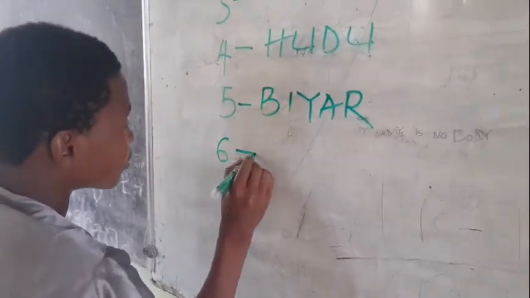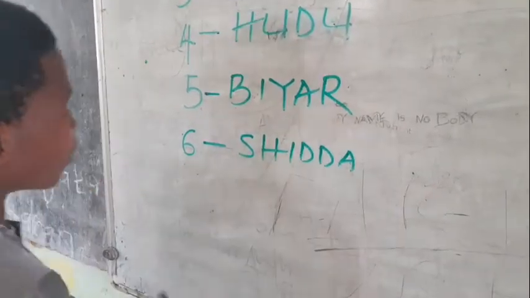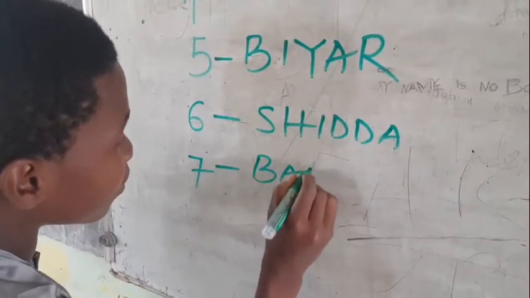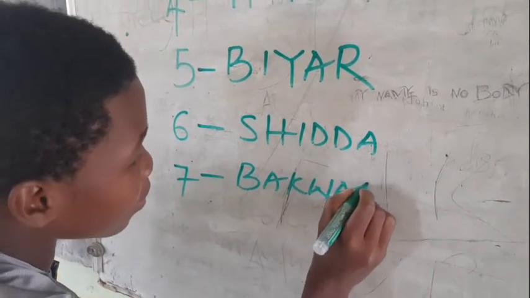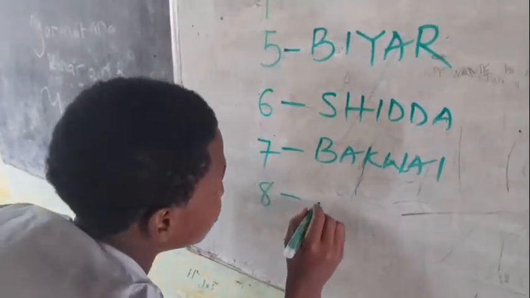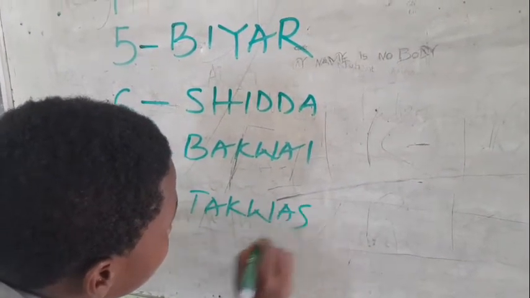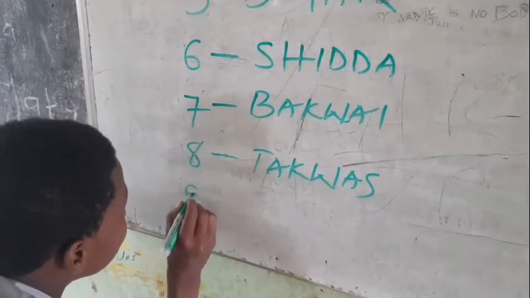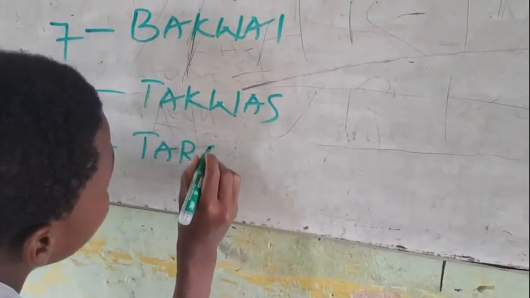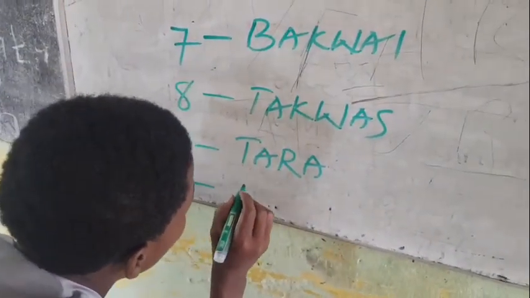While 6, shidda. While 7, bakwai. While 8 is takwas. While 9 is equal to tara. While 10 is called goma.